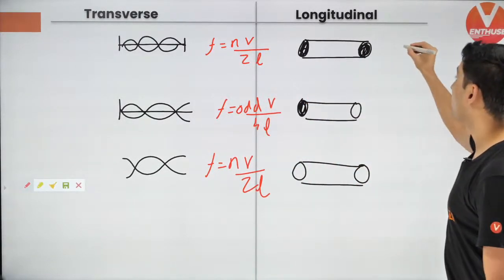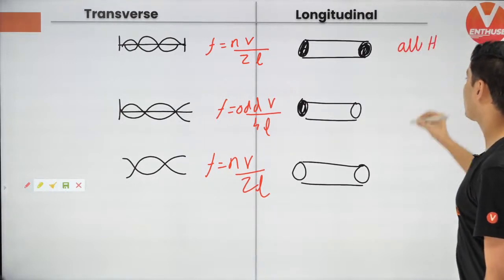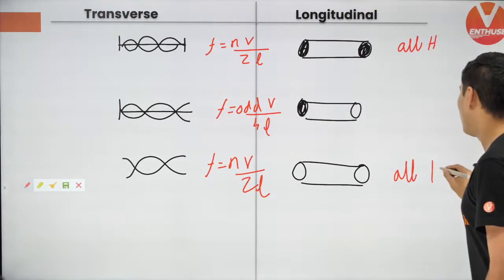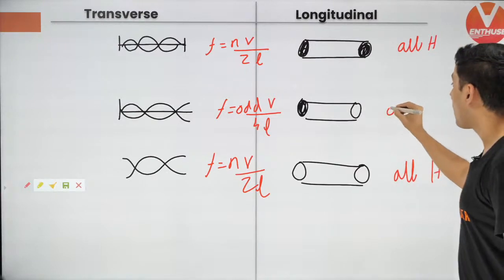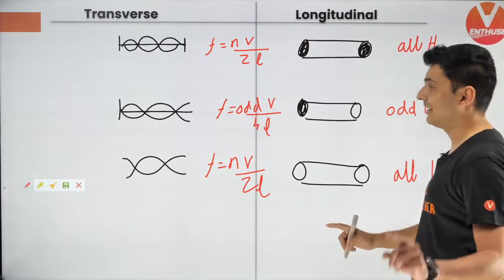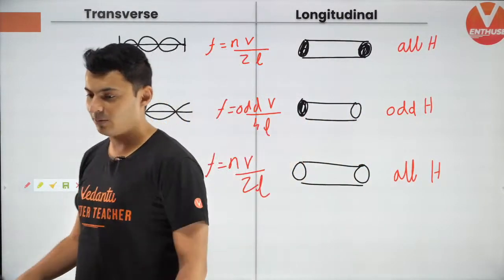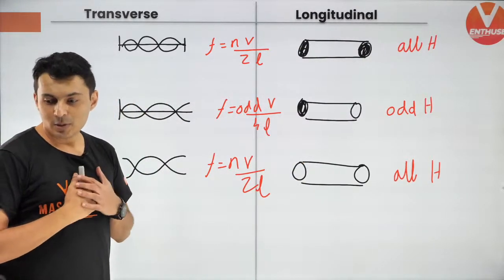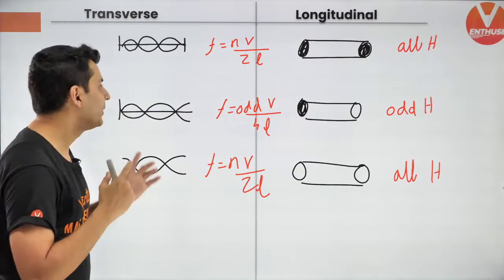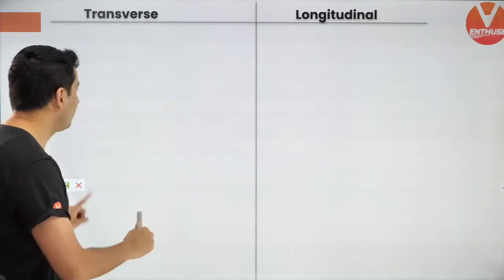So this is very, very important. Remember this. Here you have all harmonics. Here also you have all harmonics. But here only odd harmonics. Keep this in mind. Very, very important. Only odd harmonics. Okay. Now, remember one thing.